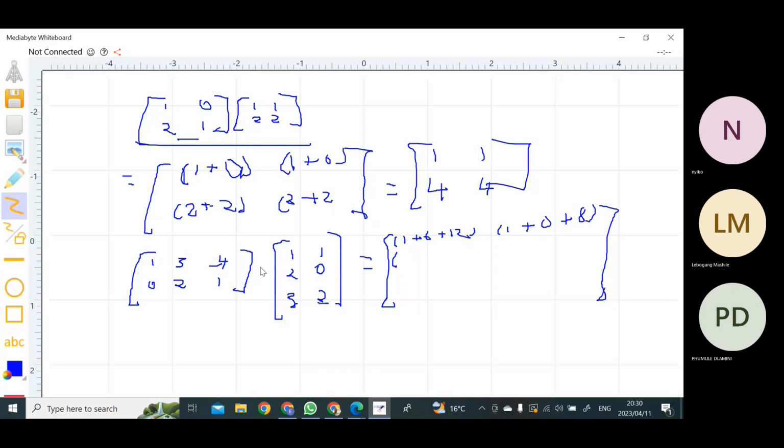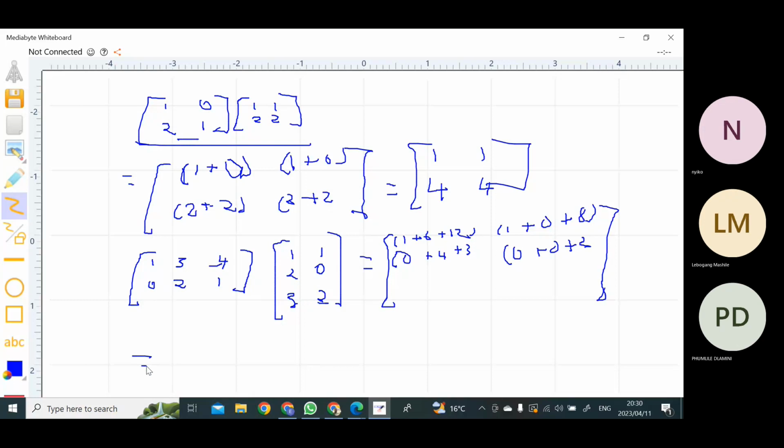Then we go to the next one. You can come with this one here. 0 times 1 is going to be 0. 2 times 2 is going to be plus 4. 1 times 3 is going to be plus 3. Then we go to the next one. 0 times 1 is going to be 0. 2 times 0 is going to be 0, plus again 0. 1 times 2 is going to be plus 2.